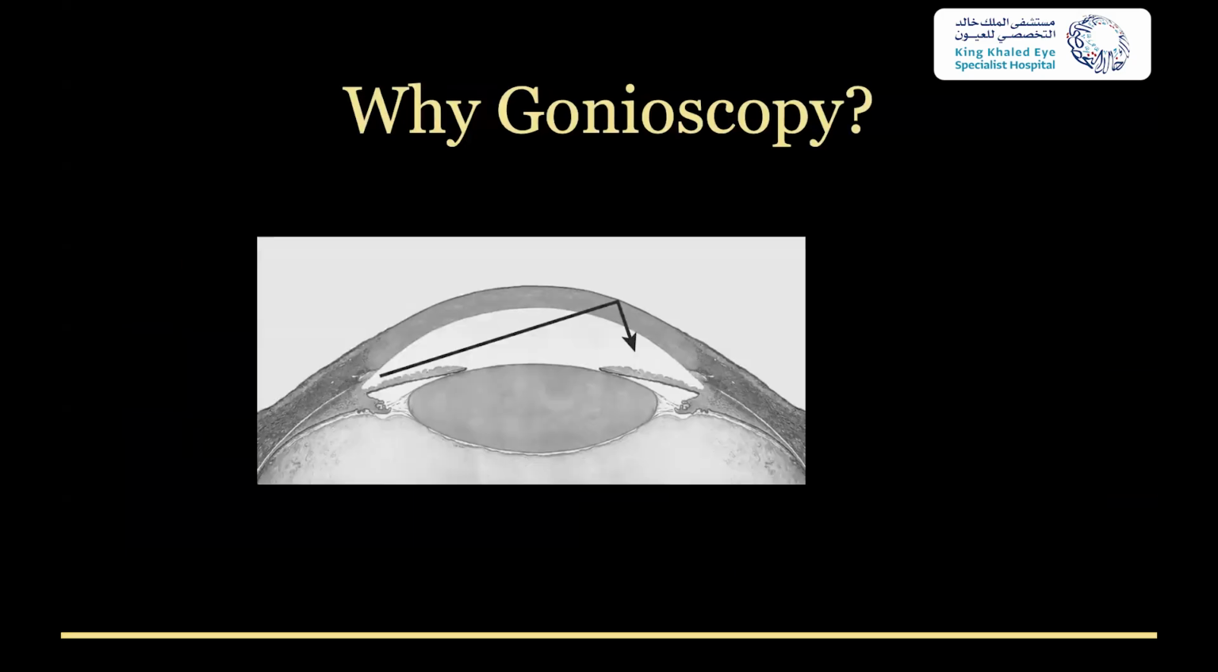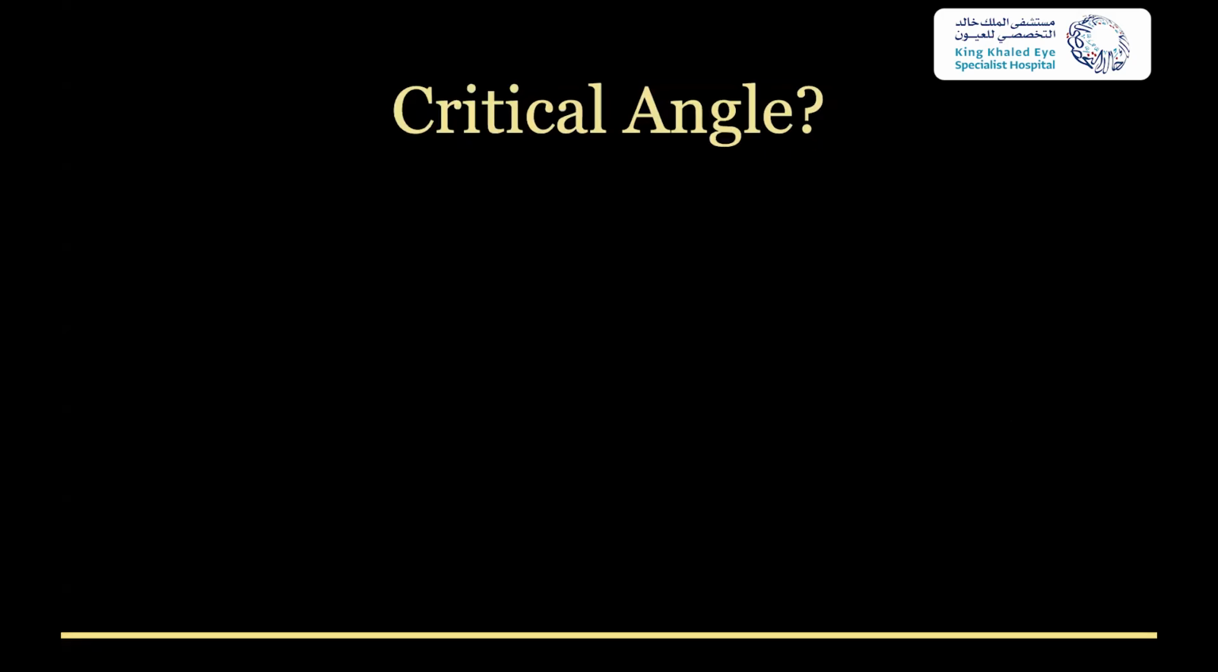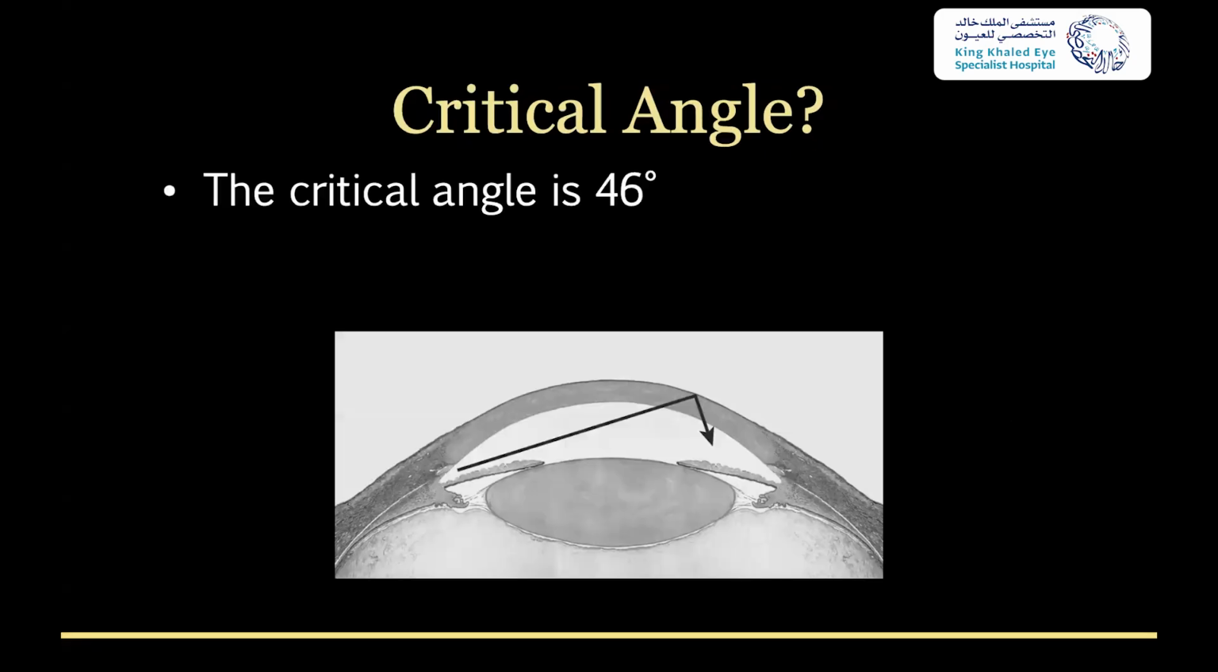So why do we do gonioscopy? Why don't we just look in? That's because light from the iridocorneal angle reflects back into the eye. This reflection occurs at the tear-air interface, where there's a big change in index of refraction. And that critical angle, which I think is a useless fact but something they can ask you on a board exam, is 46 degrees. So if it's steeper than that, in theory, you could look straight in.